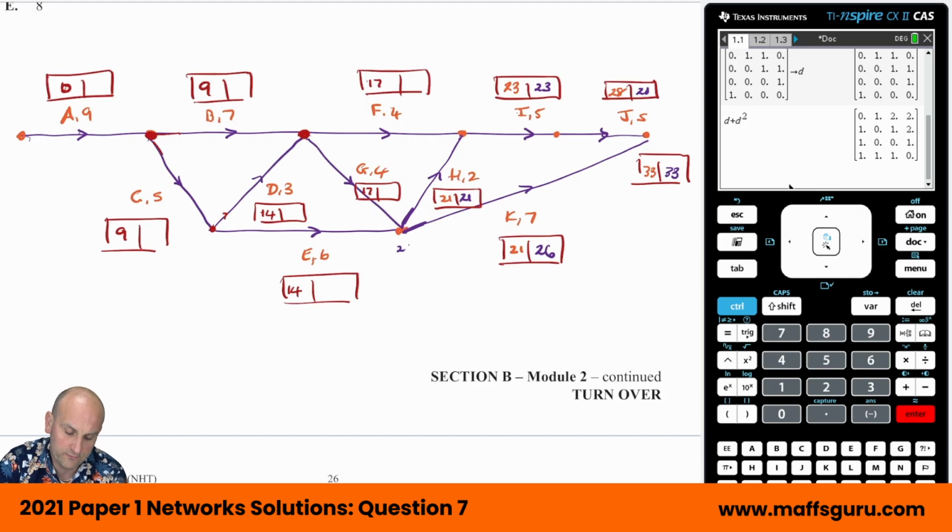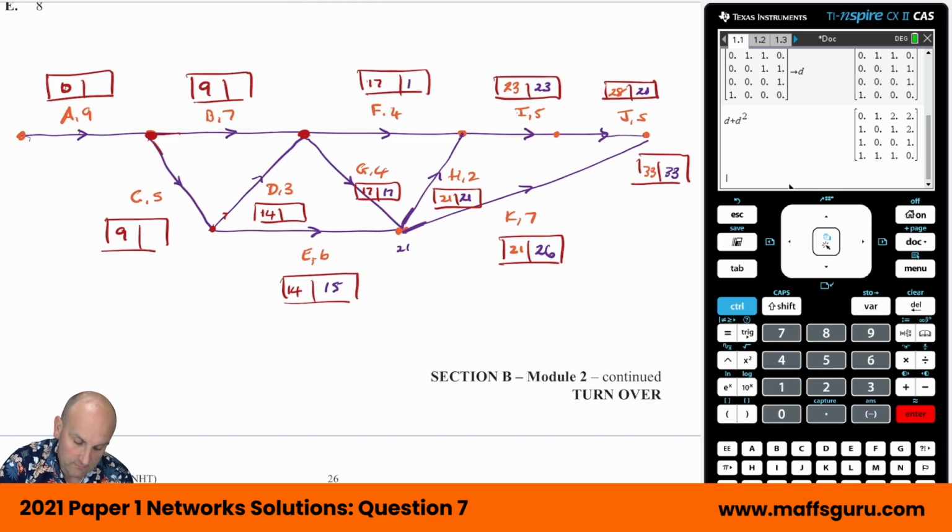So 21 minus the 4 gives me the 17. 21 minus the 6 gives me 15. That's right, yep. All right, so again, I'm now at this point here, which was 23. Minus 4 gives me 19.